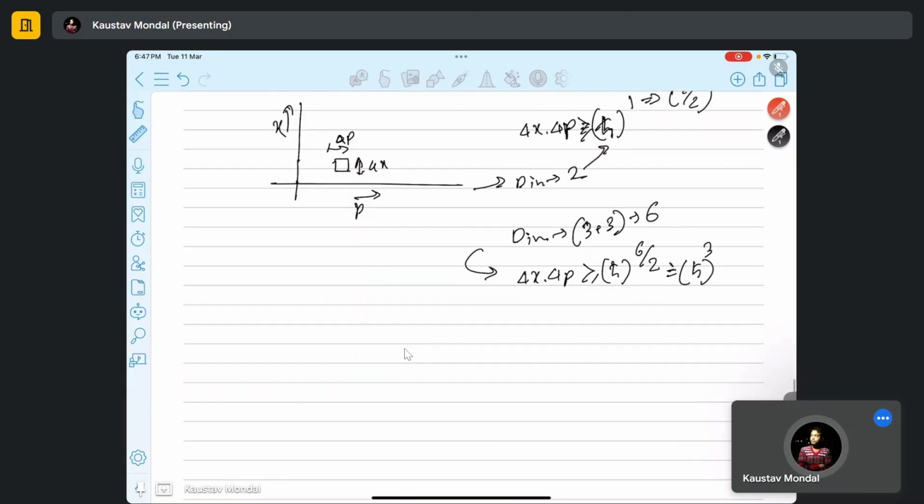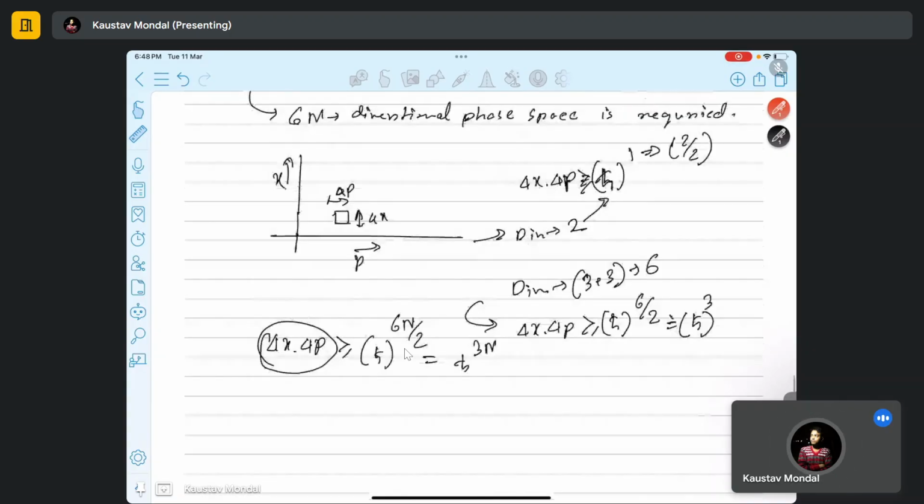Okay, now we have been asked to calculate for n number of non-interacting particles, right? So for n non-interacting particles, this Δx Δp would be ≥ ħ to the power 6n by 2, which gives you ħ to the power 3n, right? And this is basically the fundamental volume, that is, the smallest volume, and from the uncertainty principle, we already know the smallest volume in this kind of position momentum space. Δx Δp should have the minimum limit ħ.